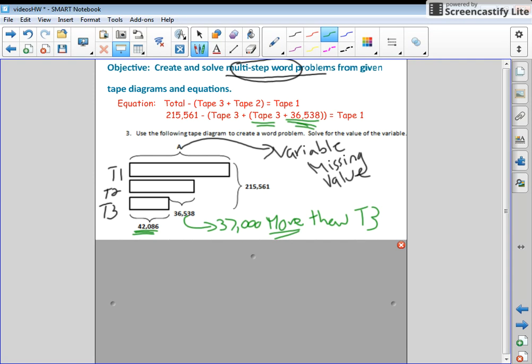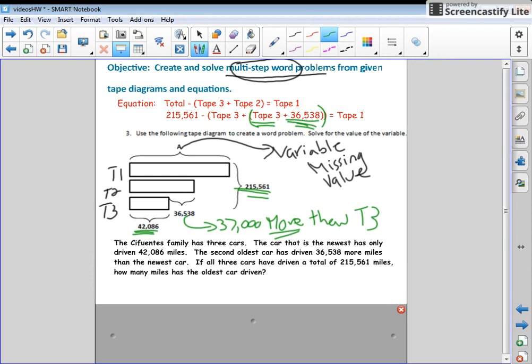That'll give us the total here, right in these parentheses, which will give us the value of tape 2. We can then add tape 3 to it and find the value of both tapes together. Once we find both tapes together, we're going to subtract that from our total to find the value of tape 1. Now that we know what we're going to have to do, we're going to think about a word problem that we can write that matches both this equation and this tape diagram. So again, knowing the total, what we're looking for is a missing piece.